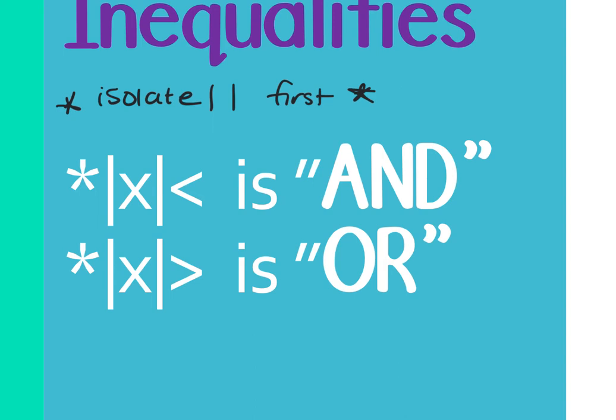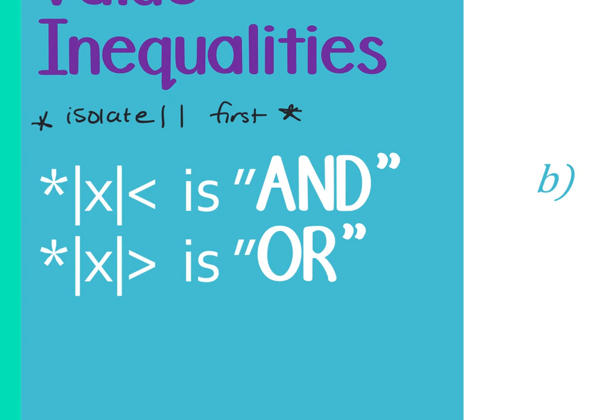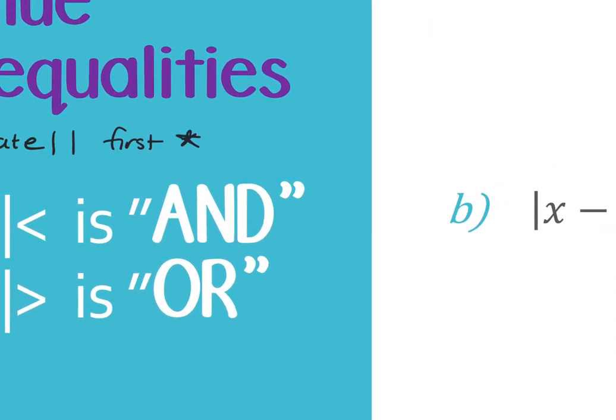So if it's an and statement, we take the number that's on the side that's given, we change it to negative and put it on the other side, keeping it as an and statement. So if I had absolute value of x is less than 10, this turns into negative 10 is less than x, which is less than 10. So that's how we get rid of an absolute value. If it's less than, we put the negative on the other side. We keep the sign going in the same direction and keep it an and statement.